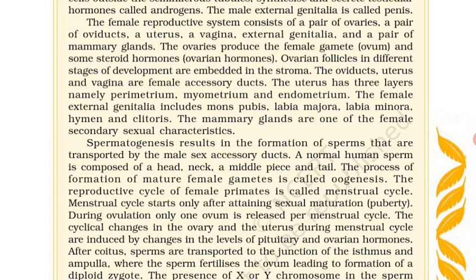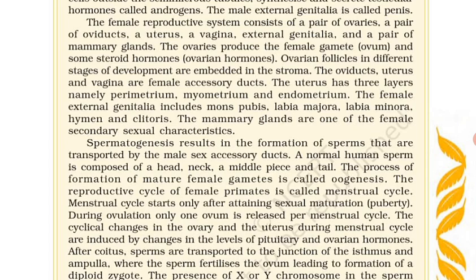The ovary produces the female gamete, that is the ovum, and some steroid hormones, that is the ovarian hormones. Ovarian follicles in different stages of development are embedded in the stroma.